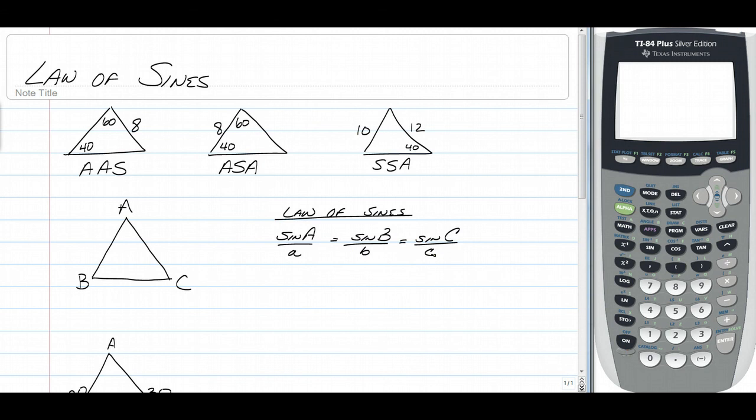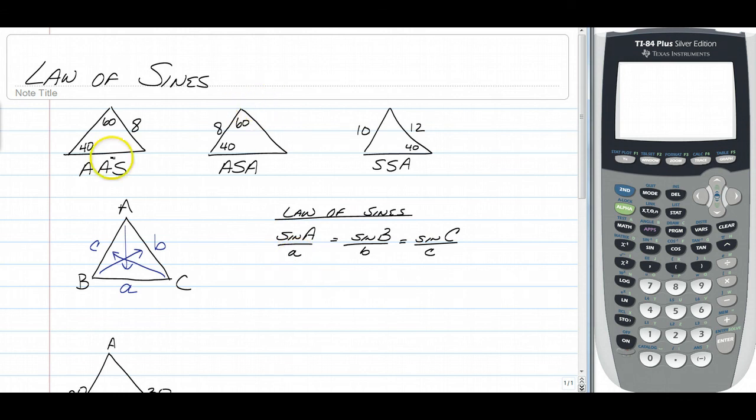Now, you're probably wondering what the difference between a big A and a little a and all that is. Well, the capital letters are always your angle measures. So over here we see that we have triangle ABC. The capital letters represent the vertex, which are angles of the triangle. Little a represents the side opposite of big A. Little b represents the side opposite of big B, and little c represents the side opposite of big C. So basically, the law of sines is the sine of the angle over the side opposite of that angle. That's what it represents. Okay?